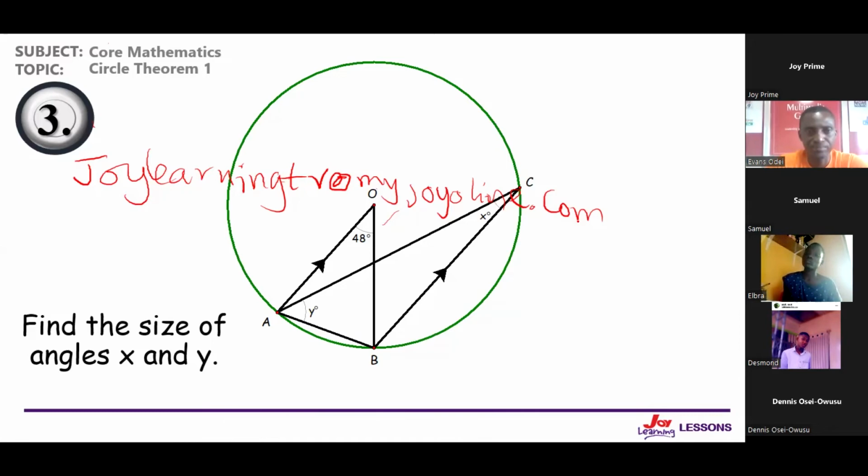Right. So what is the answer for X and Y? I'm sure you came up with X equals 24, because look at chord AB subtending an angle at the center. The same thing goes for the point C. And so half of 48 should be equal to X. Then we want to manipulate that of the Y.